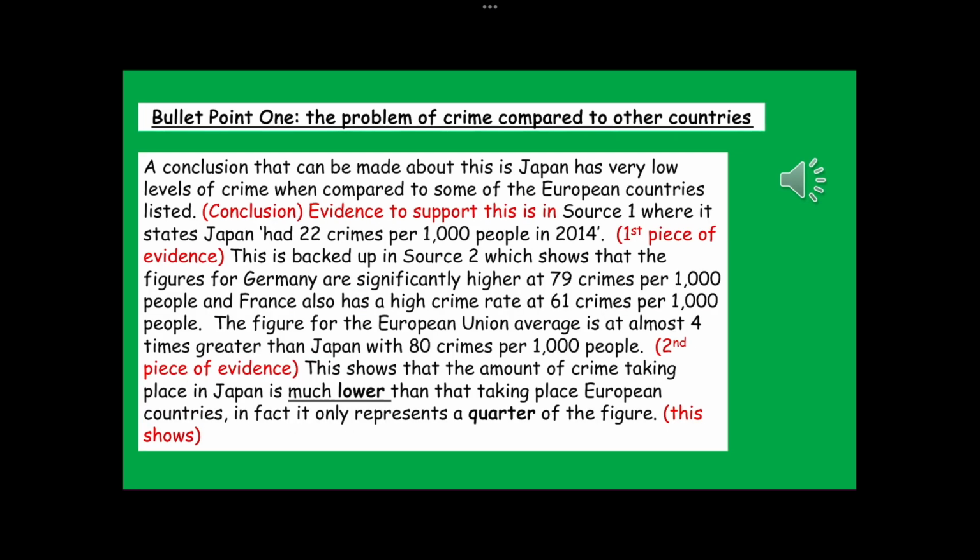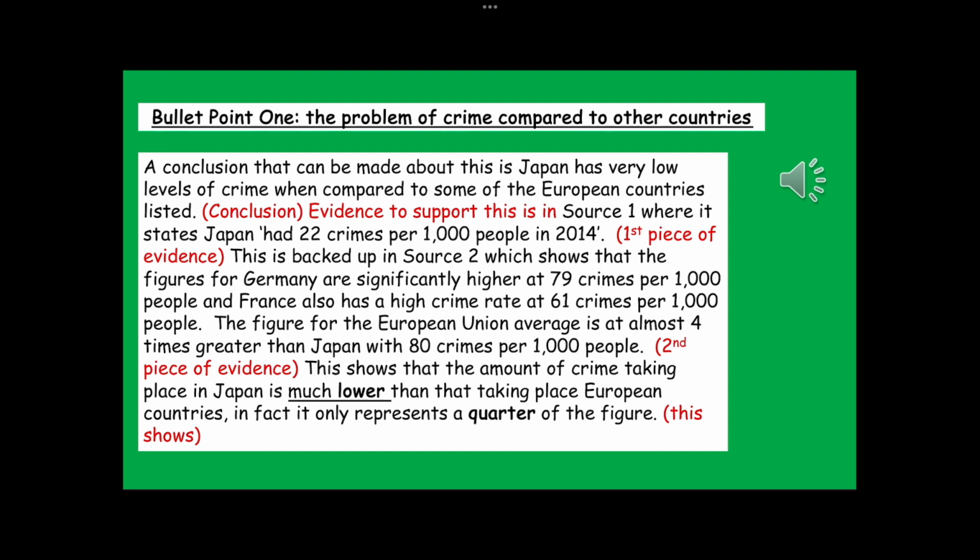So we're now going to look at a model answer for the question that we looked at previously. Now just to remind you, bullet point 1 in that question was looking at the problem of crime compared to other countries, and the question was related to Japan. So the first thing we're doing in our answer is drawing our conclusion. So you're being really explicit about that in the language that you use as well. You're saying a conclusion that can be made about this is Japan has very low levels of crime when compared to some of the other European countries listed.